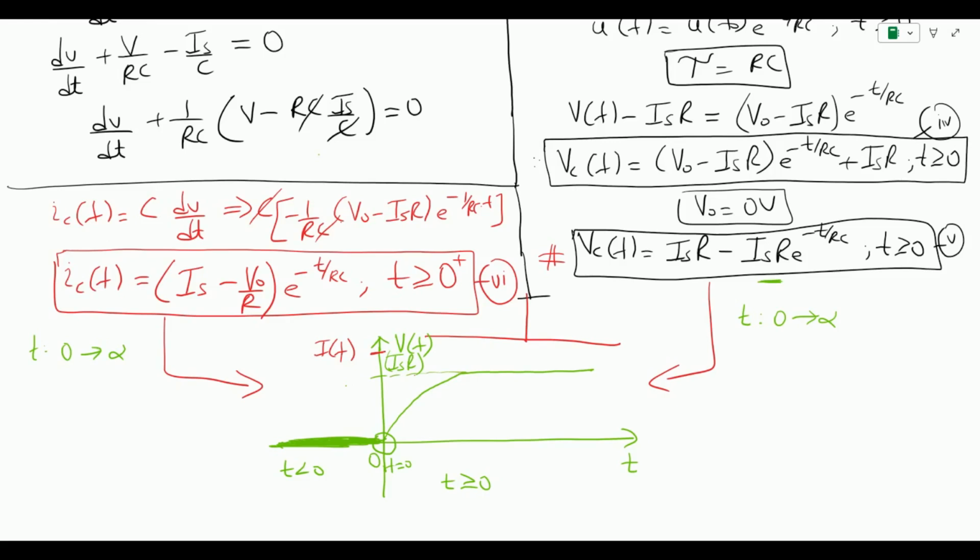So this is the maximum value, Is times R, for the voltage, and after a certain time which we call 5 tau, it is going to reach a steady state condition, and that steady state value will be Is R.